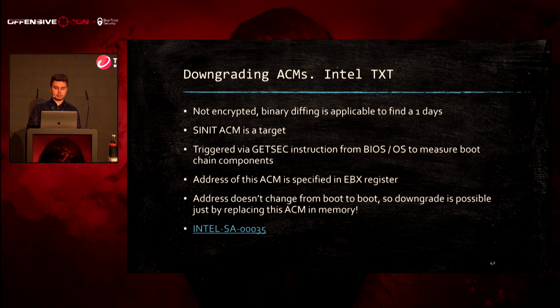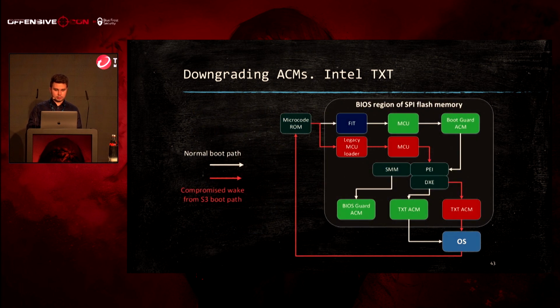So a downgrade is also possible by replacing just the ACM in memory. And regarding the vulnerabilities, there were a few buffer overflows that were fixed by Intel sometime in the past, and they are all almost the same.